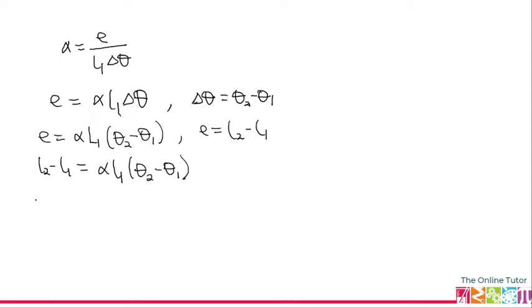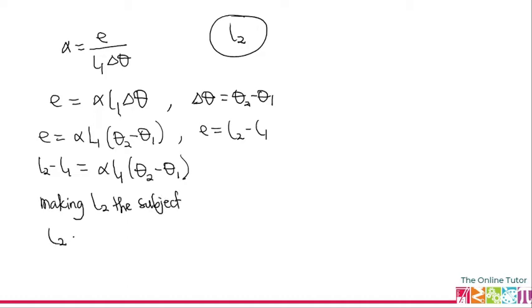Because we want to find the new length, which is L2, of the metal after the temperature has been increased from theta 1 to theta 2, we have to make L2 the subject over here. So making L2 the subject, we have L2 to be equal to alpha L1 (theta 2 minus theta 1).